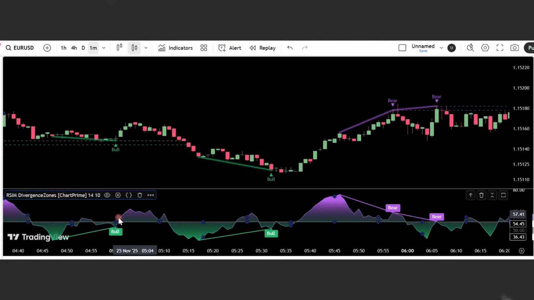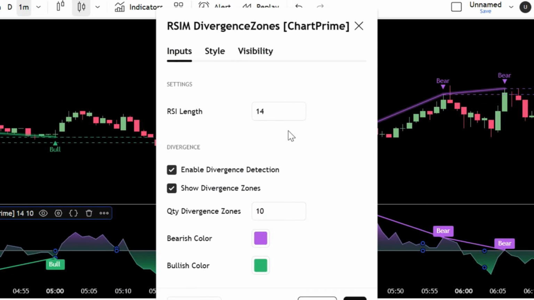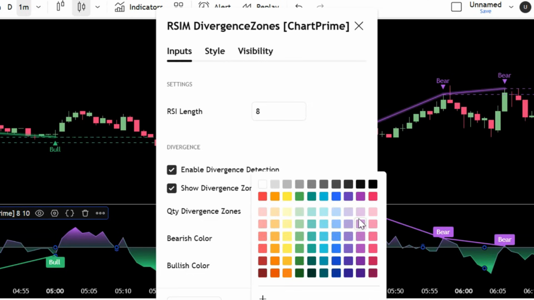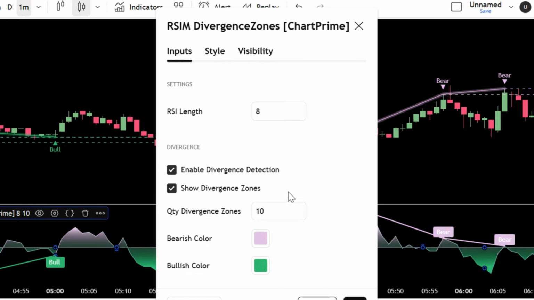So, open its settings. For scalping, a short RSI length works best. I set mine to 8. Make sure automatic divergence detection and show divergence zones are turned on. Now you can customize the zone colors however you like. I use green for bullish zones and light purple for bearish zones, making it easy to spot potential buy or sell areas at a glance.